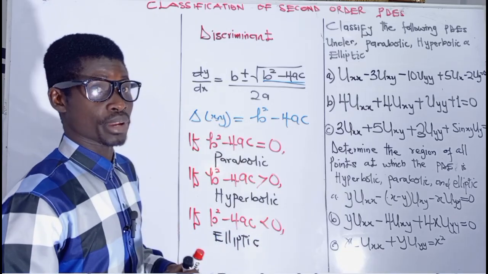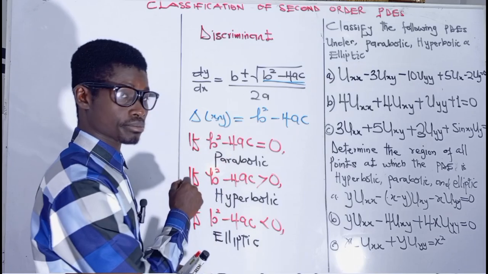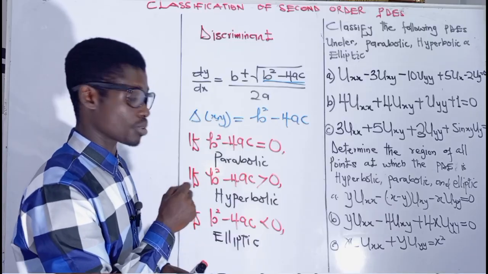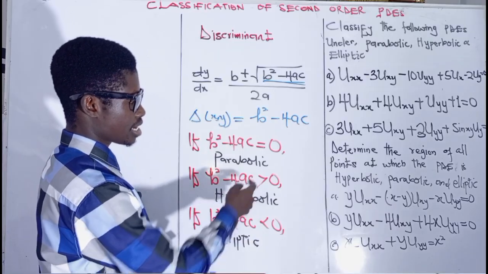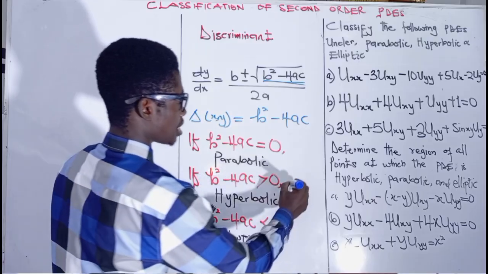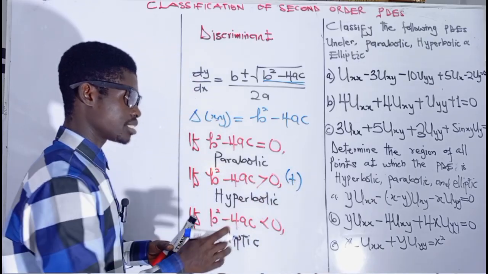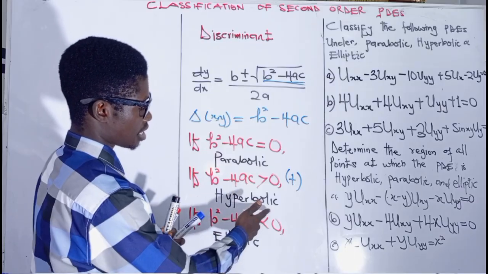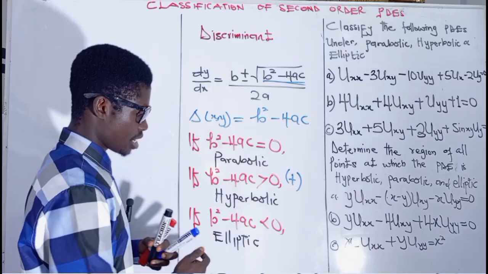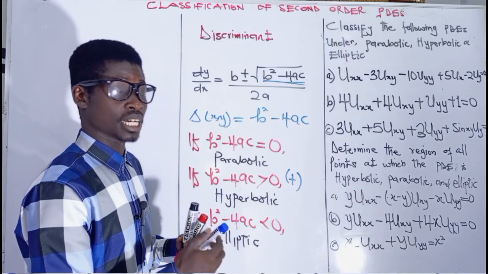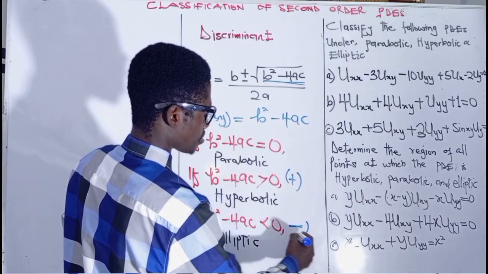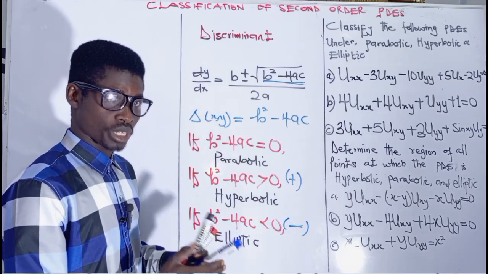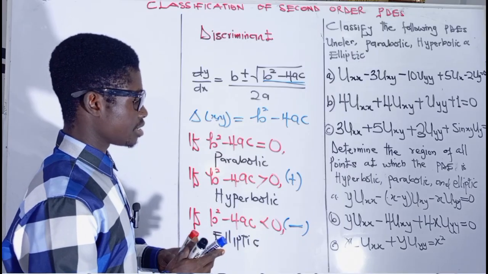So these are the three cases that we are having. If the discriminant given is equal to 0, then we can say that that equation is what? A parabolic differential equation. And if the discriminant is greater than 0, or it is a positive number, after calculating your discriminant, then you can say that that equation is what? A hyperbolic equation. And when you do your calculation for the discriminant and you realize that you are having a negative number, then we can say that that equation is an elliptic equation. Very, very easy and simple.